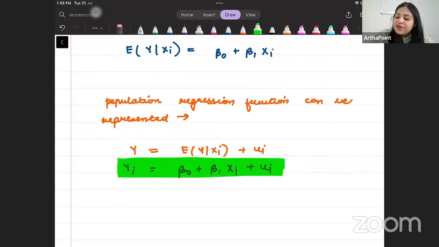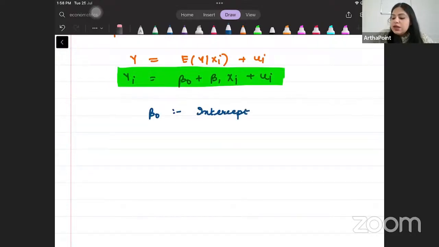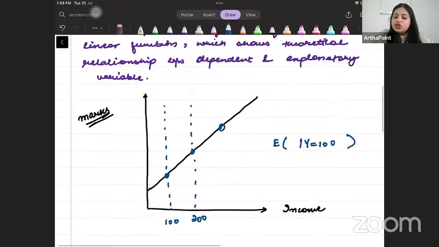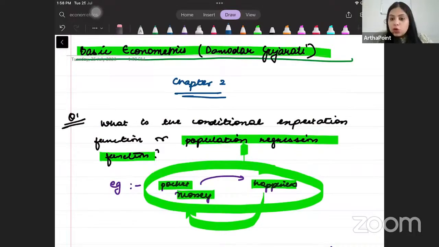So we can define here that beta naught is going to be the intercept term. And we can define that beta 1 is going to be the slope term. And what is the slope? How y changes as x changes, right? So we can completely define what the population regression function is. This is the first question of chapter 2 of Damodar Gujarati.